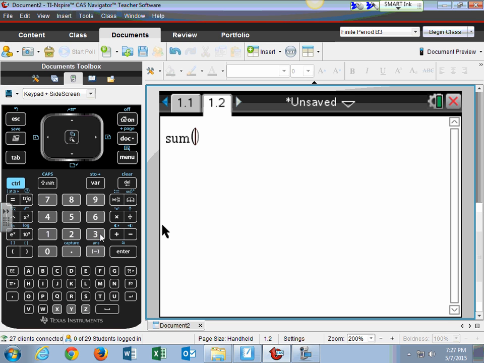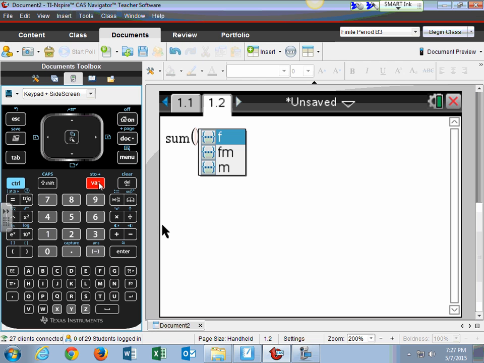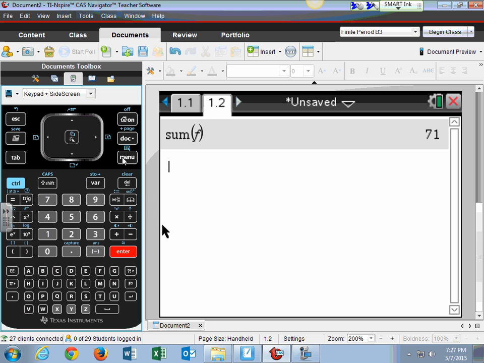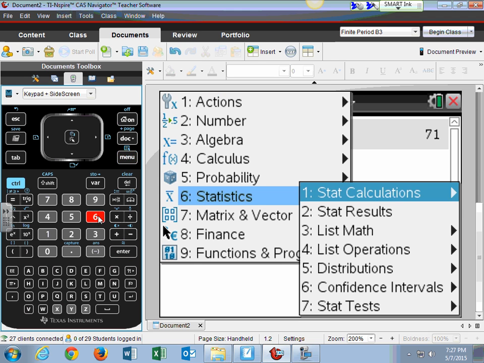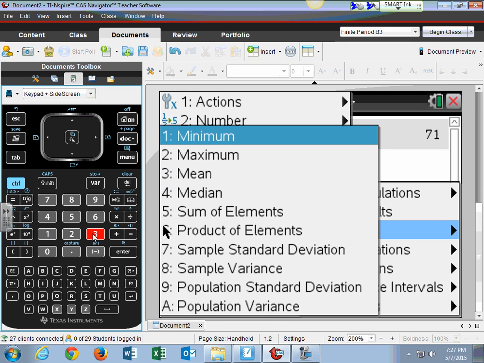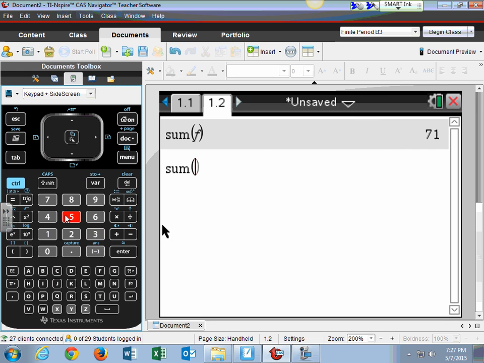So what do I want to find the sum of? What was that first column called? Frequency. So I hit variables. So if I want to find the sum of that frequency column, there it is, 71. I'm going to do that again. I'm going to hit menu, and that was under statistics, number 6. And then I did number 3, list math. Then I did the sum of elements, and that was, okay, the last one I needed to find the sum of. I hit variable. See the red key that's highlighted there? And then I hit FM.